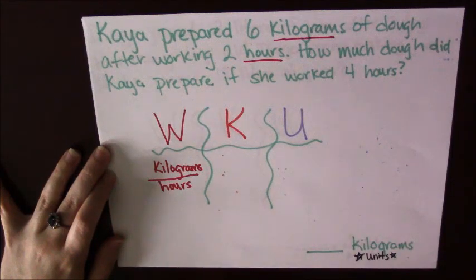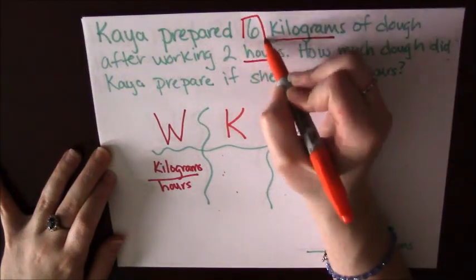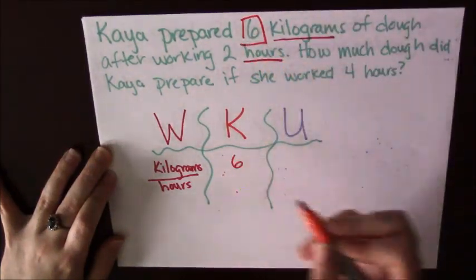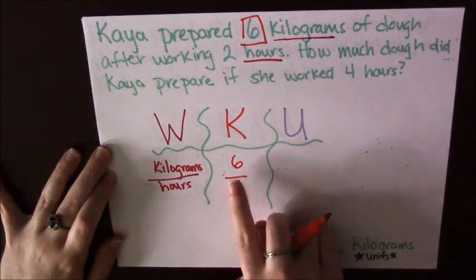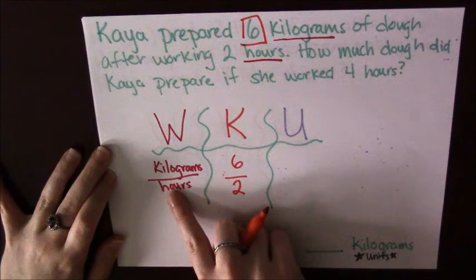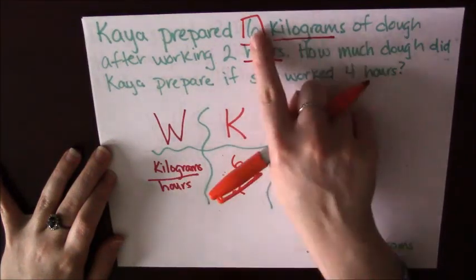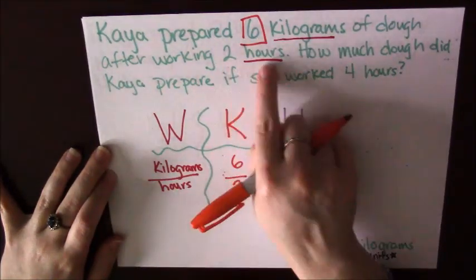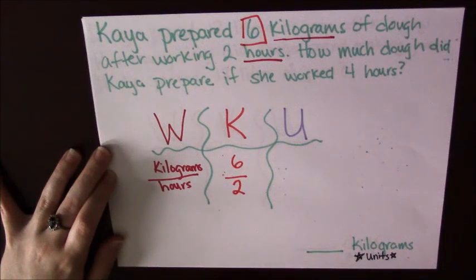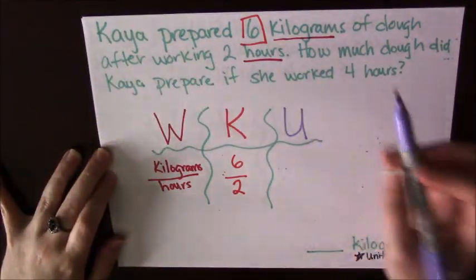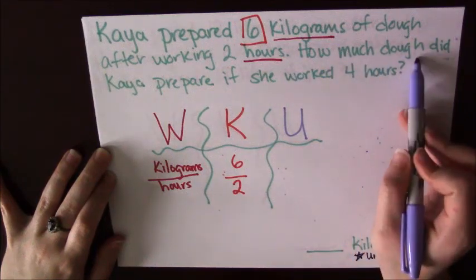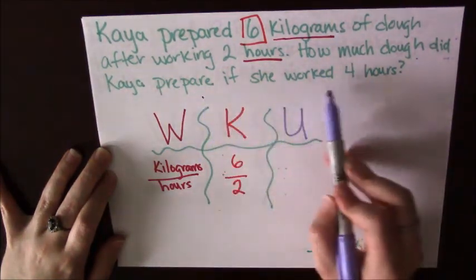So now, what do I know? What information did they provide to me? So I go through and I see that it says 6 kilograms. So I place that under 6 and 2 hours. Again, check to make sure you have them correct. 6 kilograms, 6 kilograms. 2 hours, 2 hours. Then I go through and see, what do I not know? It says here, how much dough did Kaya prepare if she worked 4 hours?